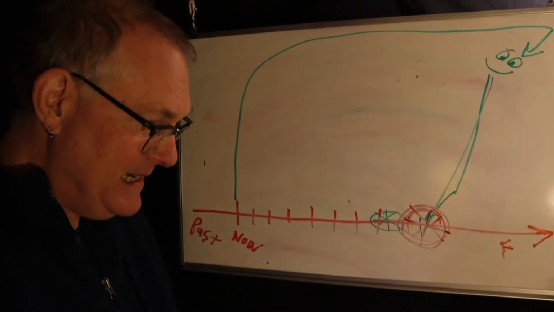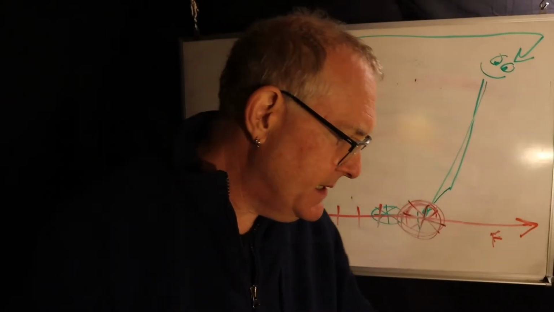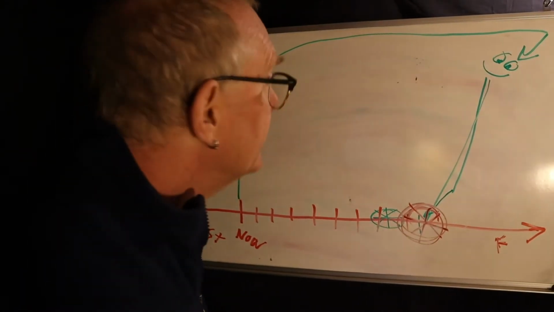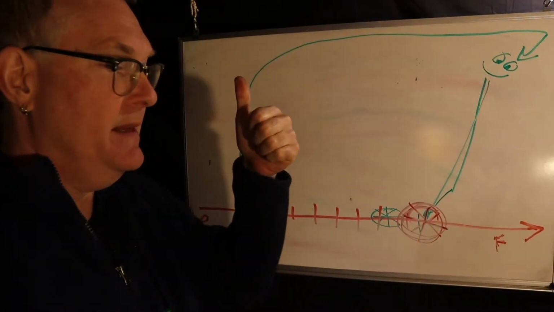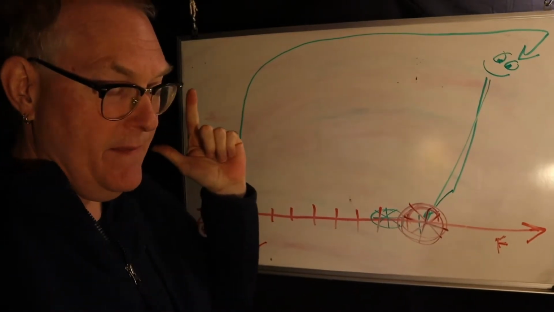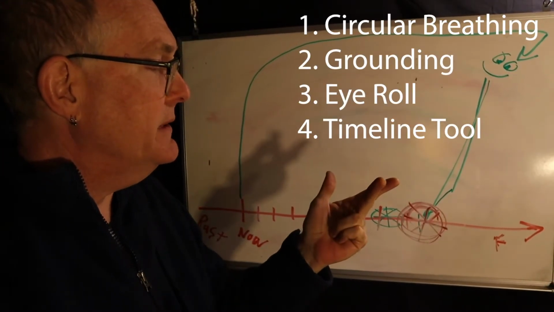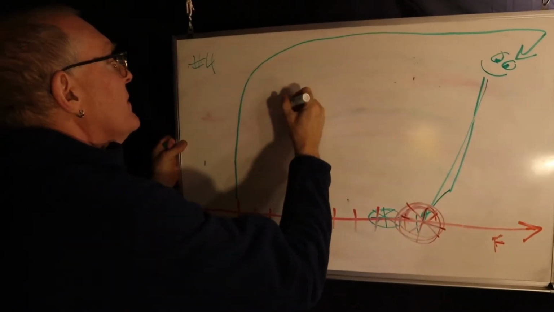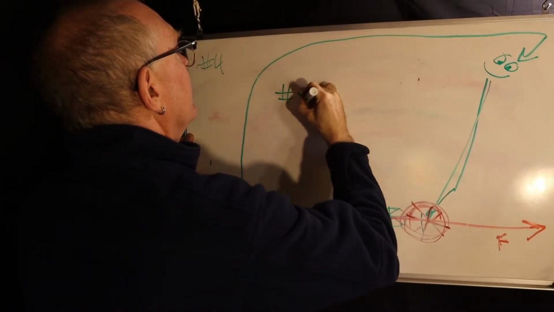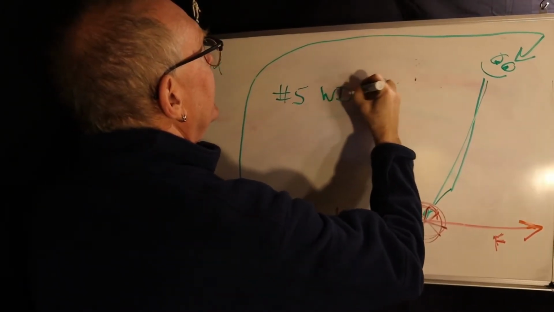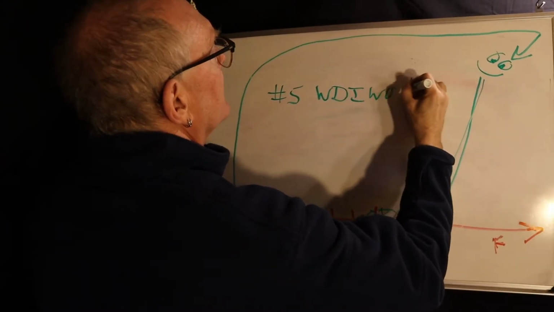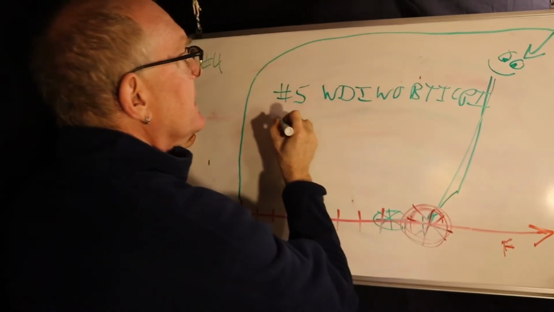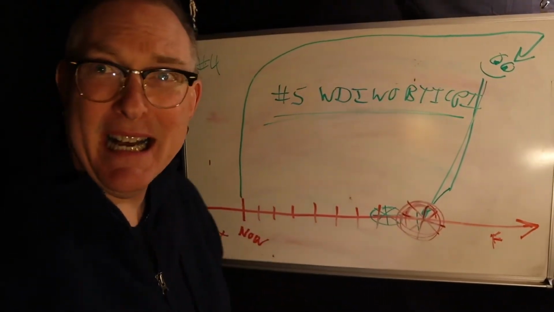All right? And I was going to save that for the last, but let's see. That's the other piece that I'm just going to bring in right now. So we have the circular breathing, we have the grounding, we have the eye roll. That's 3. This is number 4. Number 5, I call witty. Why does it work out better than I can possibly imagine?